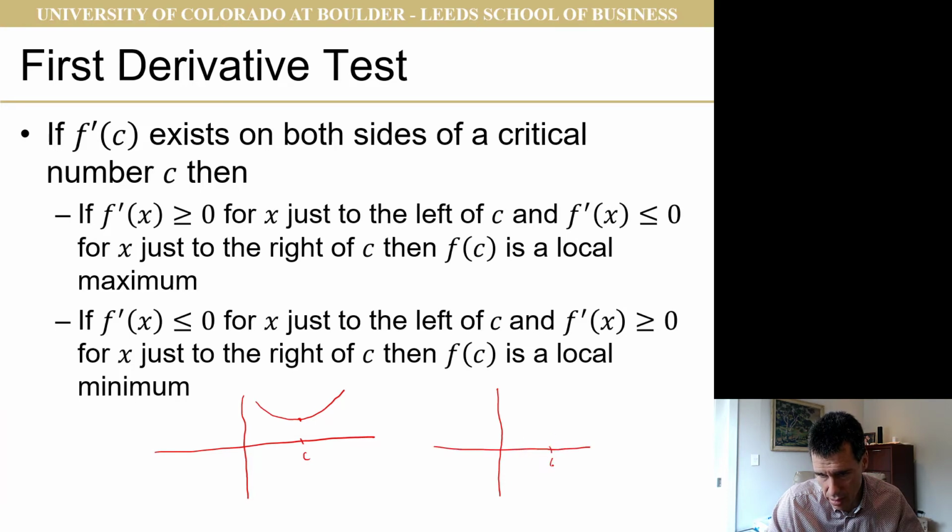Let's draw our local maximum. Okay, here's our f of c. Local maximum, we can see just to the left, the function's increasing. F prime of x is bigger than or equal to 0. Just to the right, the function must be decreasing. F prime of x is less than or equal to 0. Now, in the pictures I've drawn, f prime of c exists, and it must be equal to 0. Right? You can see the slope is 0. The slope here is 0.